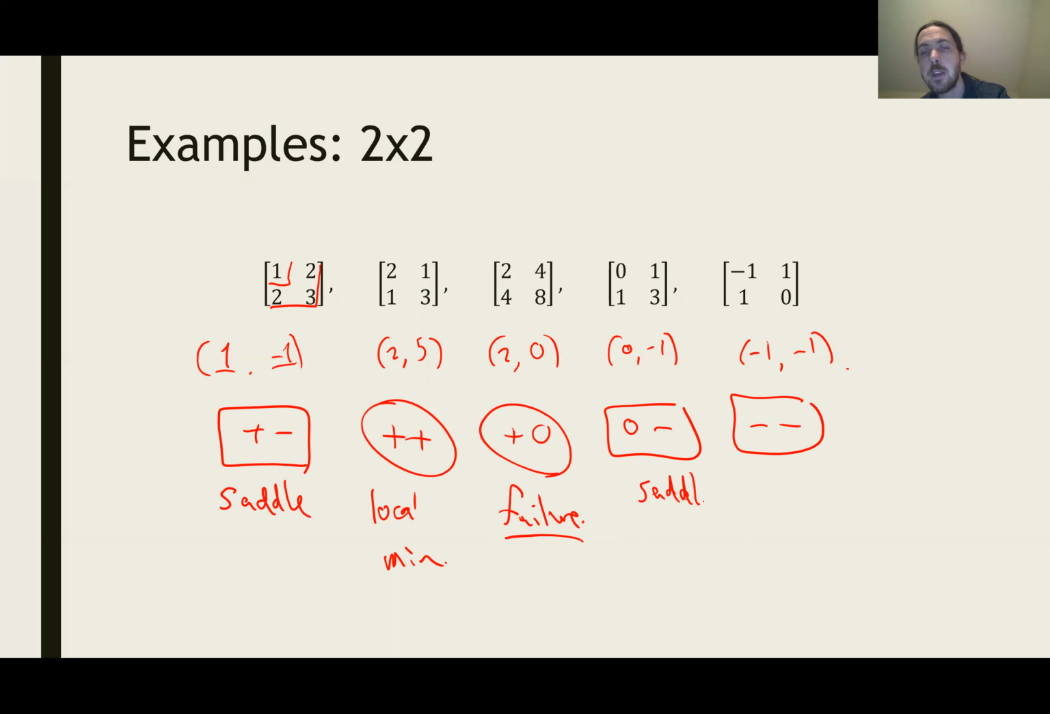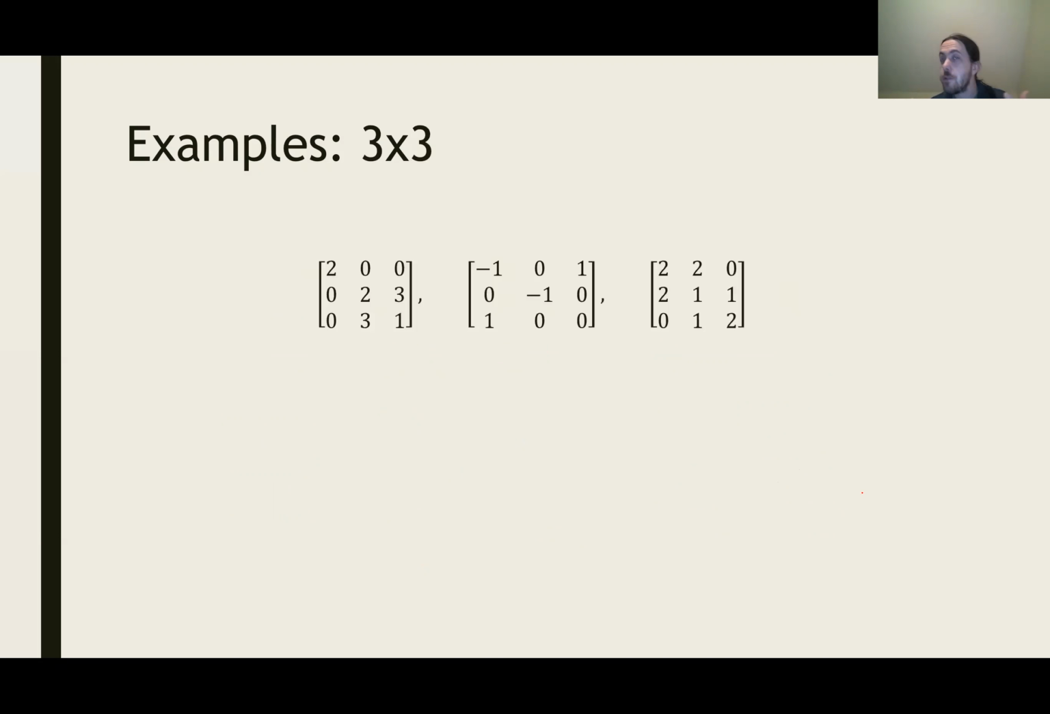And in fact, saddle points are way more common in general when you write down random matrices, or they have a tendency to be more common. Let's do some 3x3 examples. So for 3x3 examples, we've got 3 determinants to do.